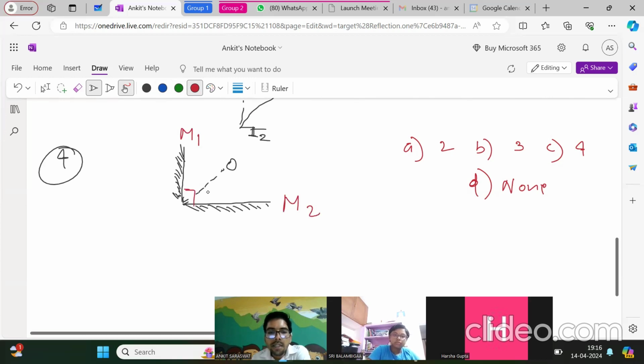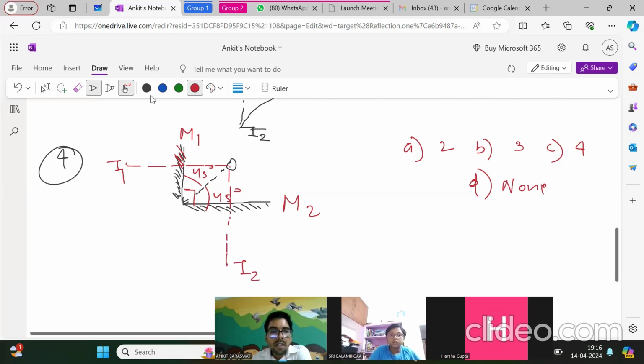This is at 90 degrees and this object is making a 45-degree angle. This is also a 45-degree angle. With respect to this mirror, it is polished here and reflecting, so it will form an image of this, here, I1, with respect to this mirror. One image will be formed here. That is I2.